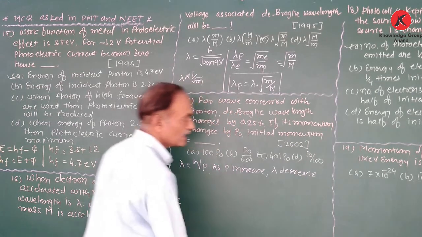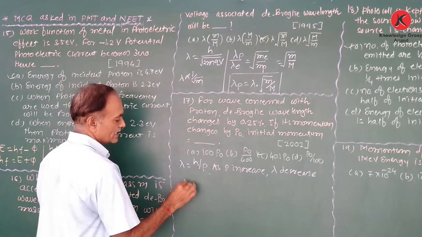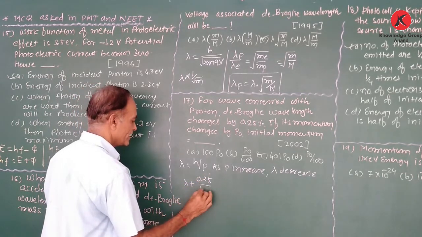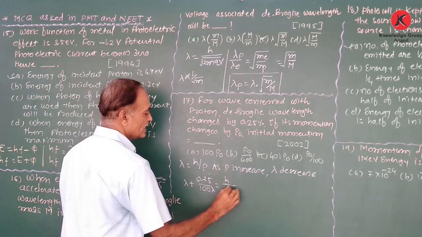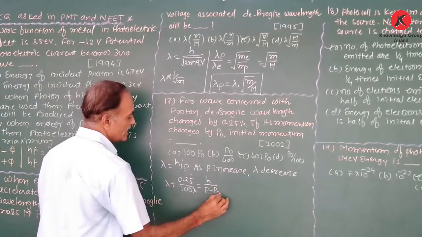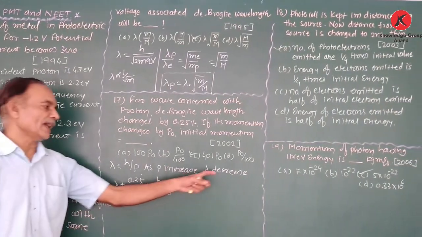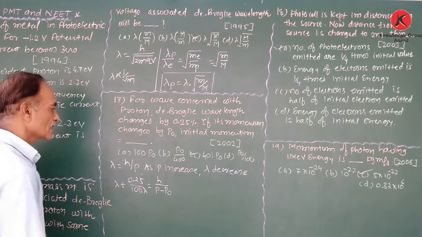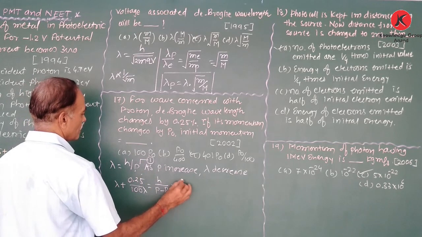Lambda decreases. Now the lambda is increased, changed by 0.25%. Therefore, (lambda plus 0.25 upon 100 lambda) is equal to h upon (p minus p0), the change in momentum. Here the lambda increases, so p decreases. Right? So that is our equation 1 and that is 2.